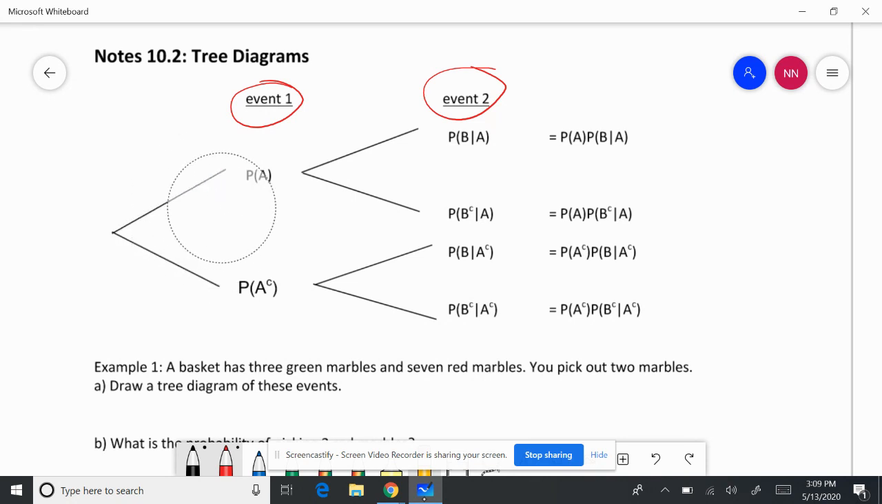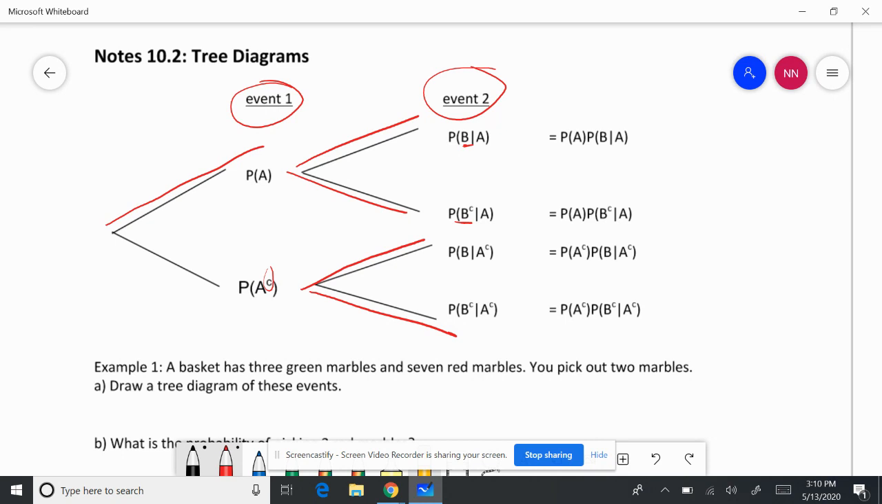Now, in the basic tree diagram, we have event A, and this is the other event. I put the complement of A, or we could say not A. Now, if event A happens, there are two possibilities: event B happens, or not B happens. Remember, that's the complement of B. If event A doesn't happen, then either B happens or B doesn't happen.